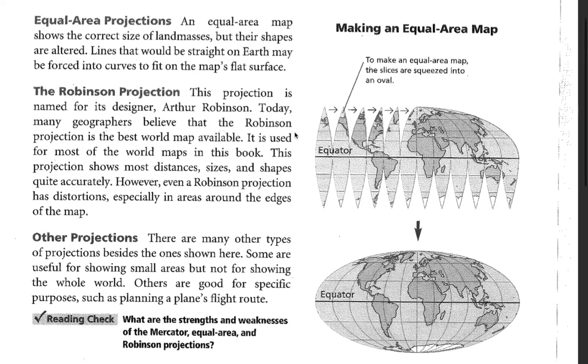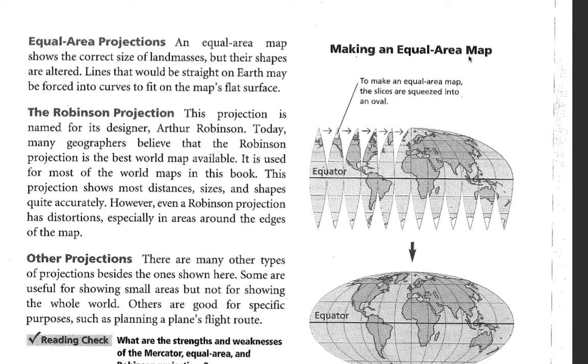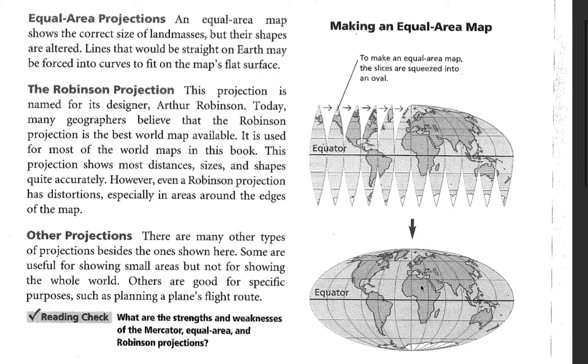Okay, next, let's look at equal area projection maps. That's like this one over here. An equal area map shows the correct size of land masses. These are all correct. But their shapes are altered. Lines that would be straight on Earth may be forced into curves to fit on the map's flat surface.